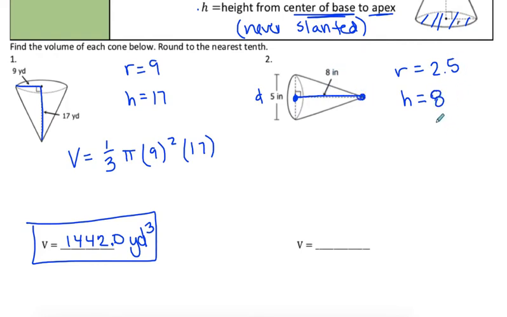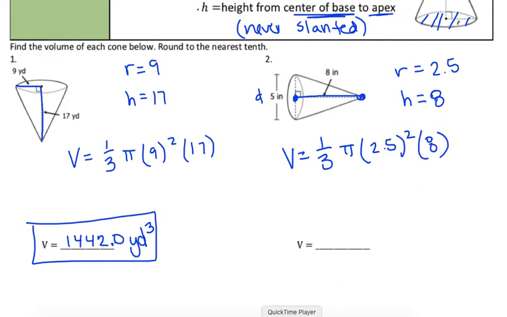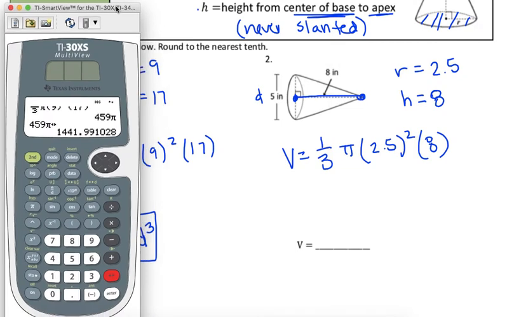All right, I have my 2 requirements here, so I can go to my formula. 1/3 pi r squared times height. And plug and chug in my calculator. So I'm going to go 1/3 pi, don't forget that pi button, 2.5 squared, and times 8. All right.